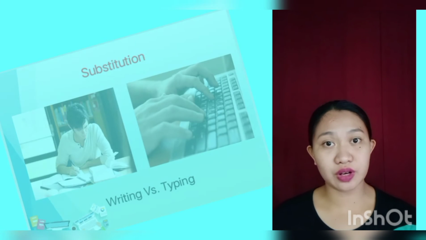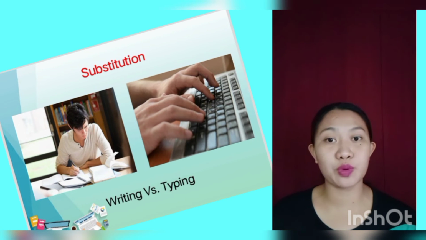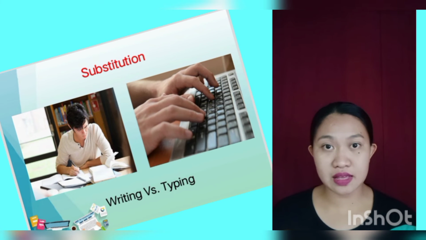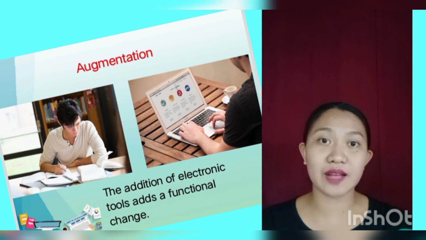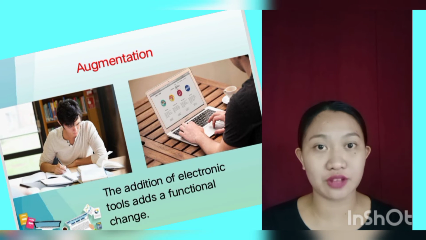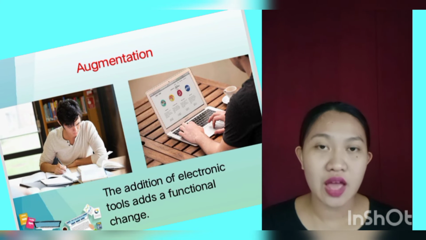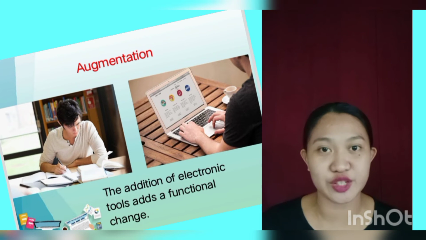This is a substitution with no functional change. So as the picture tells, both of them are doing a report. One is writing while the other one is typing. In augmentation, the second picture shows the use of technology. It somehow helps to enhance, with functional change, including the correction of spelling and grammar, and the use of an electronic dictionary.